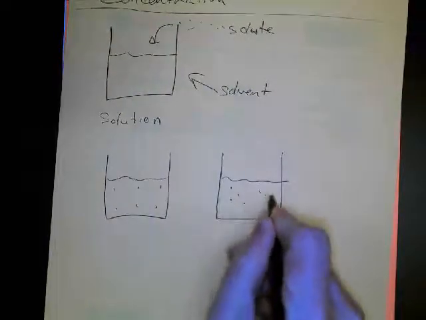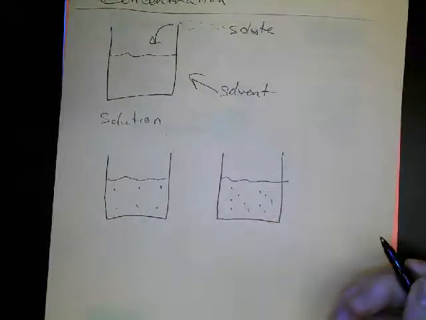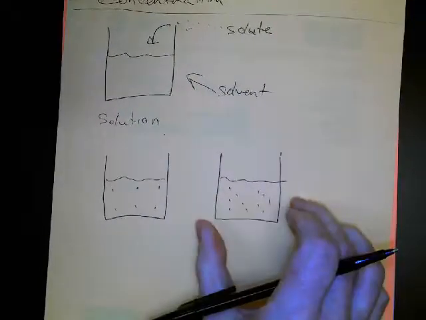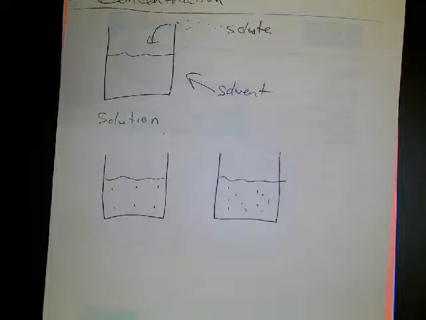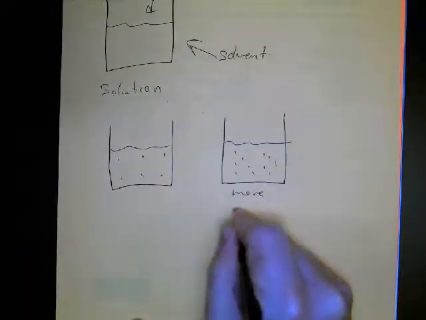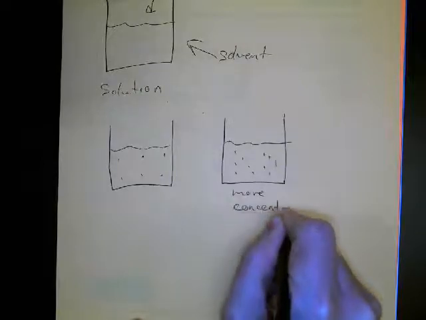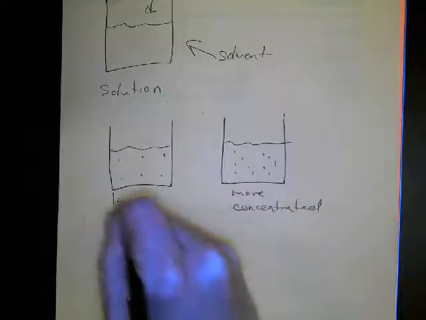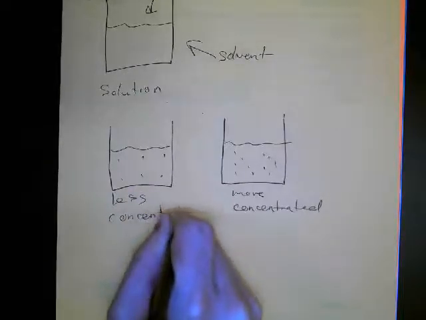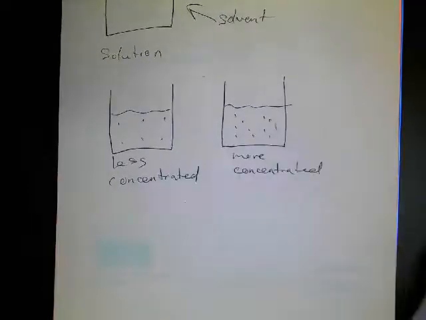And let's suppose that I have the lemonade solution on the right, looks like this. If I were to taste the one on the right, it would taste much stronger than the one on the left. We would say this is more concentrated, and we would say that this is less concentrated. Okay? Well, that's a qualitative observation. It doesn't involve any numbers.